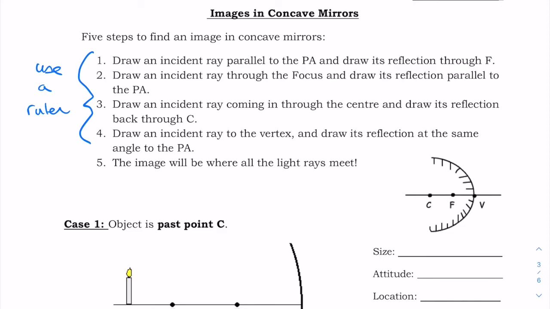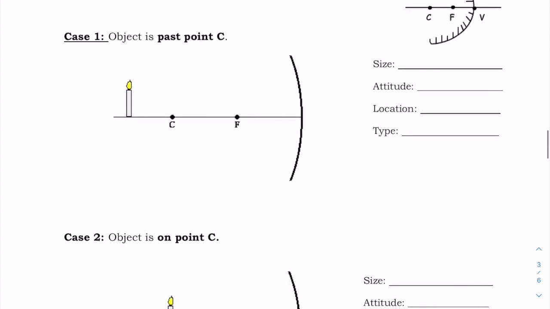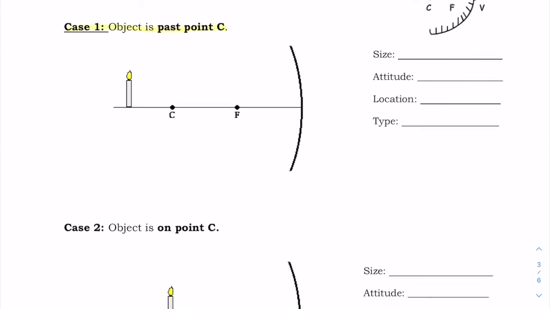All right, so we're going to practice now. But to do so, we're going to look at different cases. Case number 1 is one where the object is past the center of curvature. In other words, it's to the left of C.